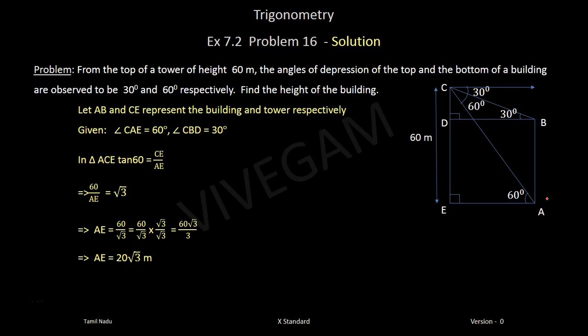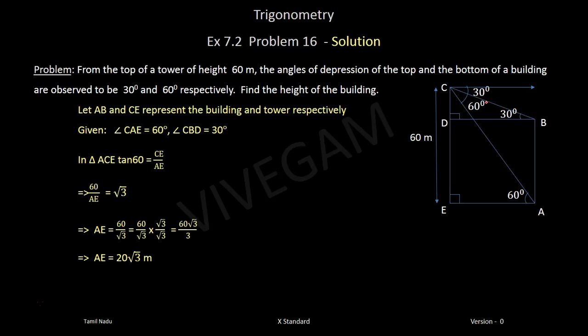The solution. So let AB and CE represent the building and the tower. So this is the building, this is the tower. Height of the tower is given as 60 meters. And join this line. From here you are observing the top of the tower, and from here you are observing the bottom of the tower, and that is the angle of depression. This is the eye level, so this is a line of vision.